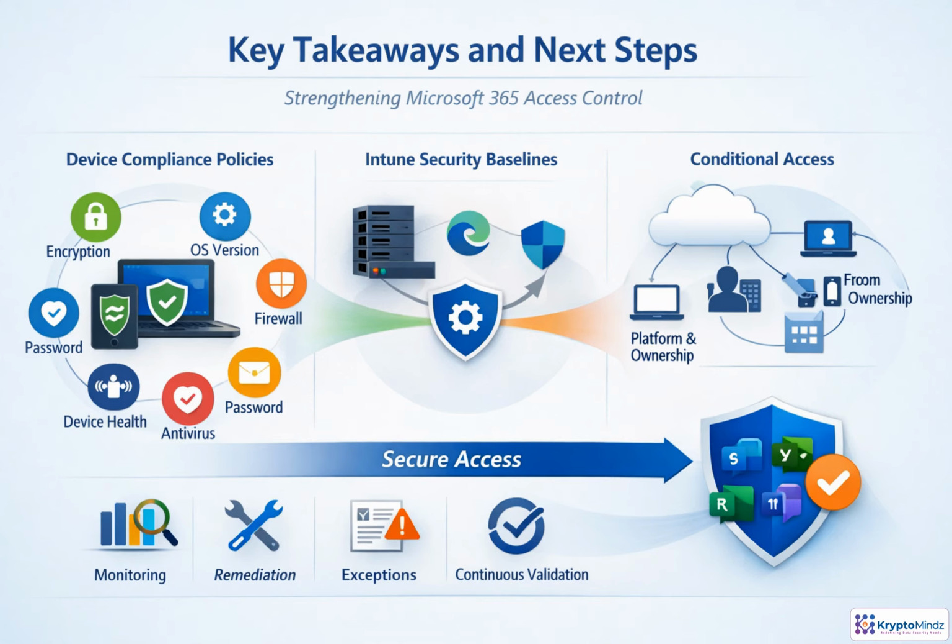The big takeaway is that trusted collaboration starts with trusted devices. Compliance policies measure whether endpoints meet your standards, and Intune baselines harden common Microsoft platforms. Conditional access turns those signals into smarter access decisions. Keep success practical. Roll out in phases, monitor results, remediate gaps, govern exceptions, and keep validating as we move into app, Teams, file, and mail security.